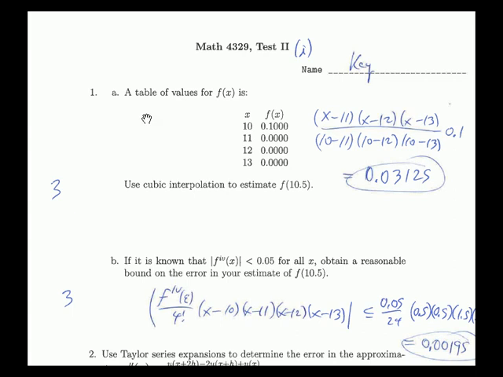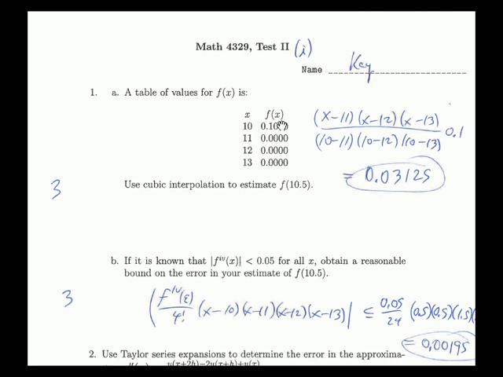Okay, this is a 4.1 problem, and that's 4.2. Says if F has these values, use cubic interpolation. In other words, write the Lagrange cubic polynomial that interpolates those 4 points and evaluate it at 10.5. In other words, halfway between that and that.